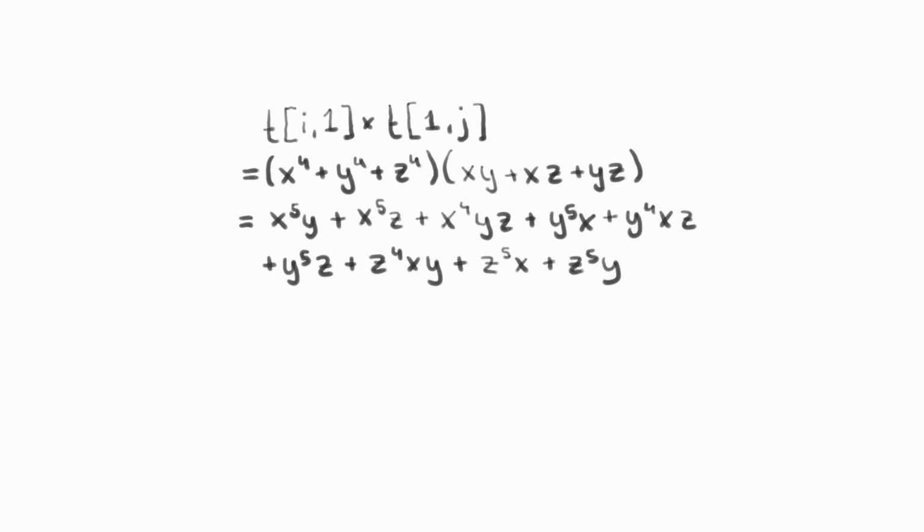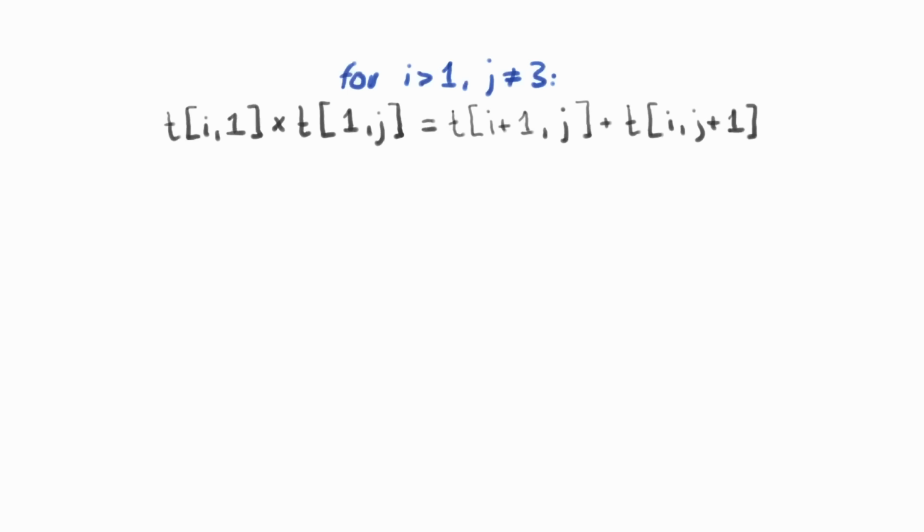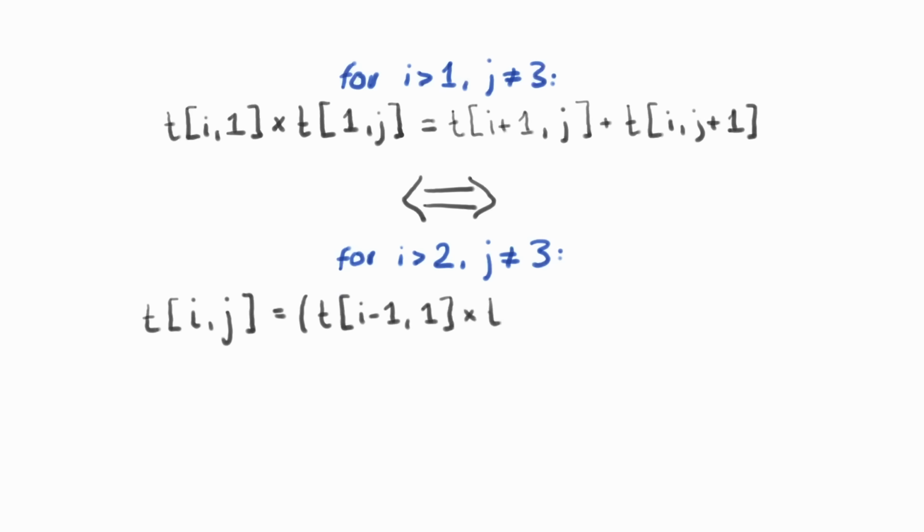In this way, we obtain all terms that appear in the entry (i+1, j), as well as all terms in the entry (i, j+1). And all that's left is to regroup the terms so that the sum becomes obvious. Now, rearranging this identity and then shifting variables shows that any table entry (i, j) can indeed be expressed using entries in the rows above.